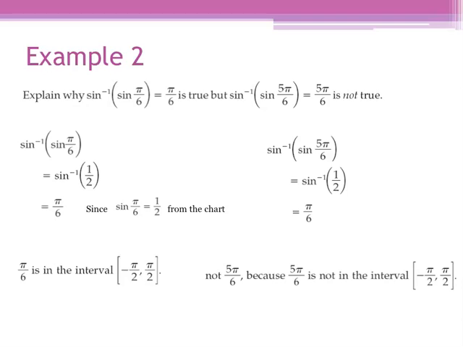Okay, so in order to explain why one is true and one is not true, we can say that because 5 pi over 6 is not in the interval between negative pi over 2 and pi over 2, when you are taking sine inverse of 1/2, it has to equal pi over 6, even though sine of 5 pi over 6 is equal to 1/2.